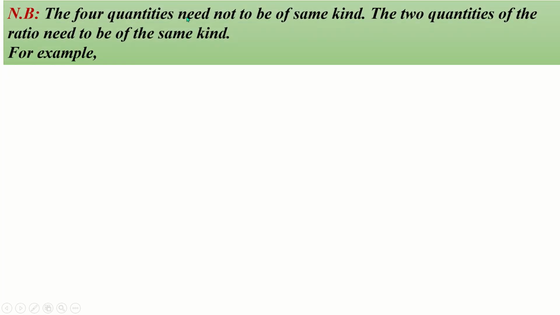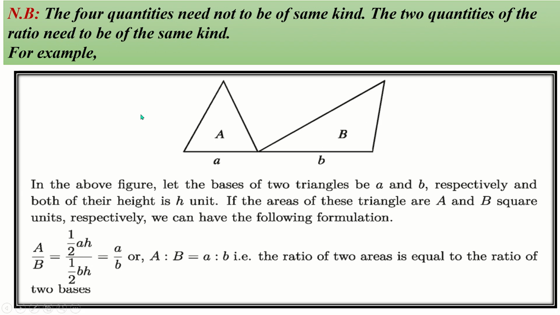Note that the four quantities need not be of the same kind. The two quantities of the ratio need to be of the same kind. For example, here are given two triangles. The area of the first triangle is equal to A and the area of the second triangle is equal to B, and the base of the first triangle is equal to a and the base of the second triangle is b.